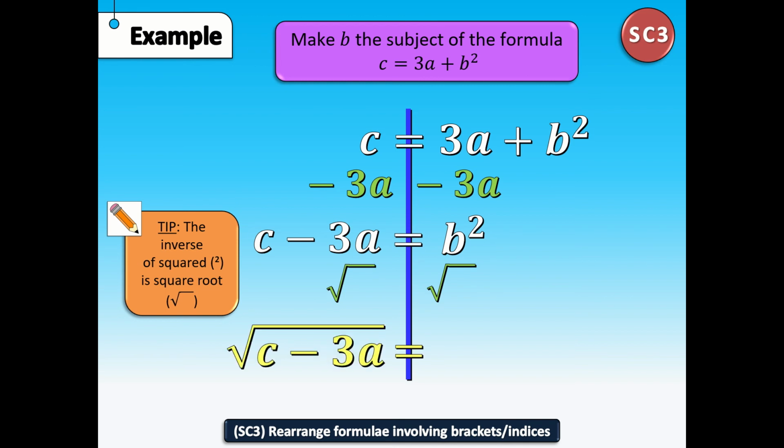So on this side, we have the square root of C minus 3A. Remember to square root everything. And on this side, we just have B. So B is now the subject of the formula.